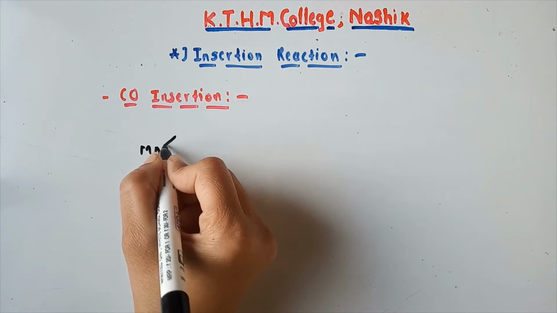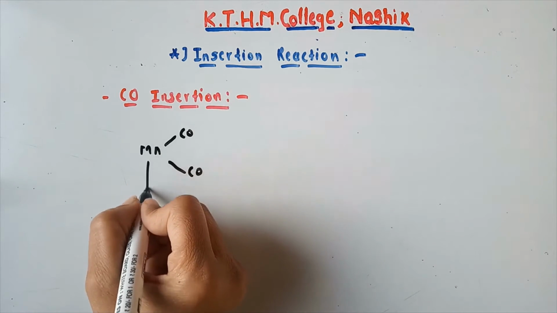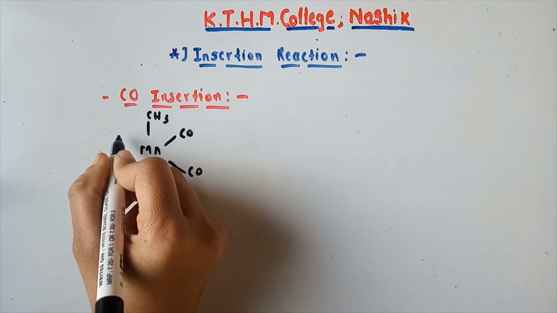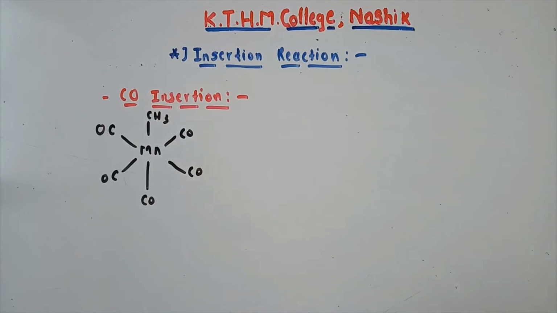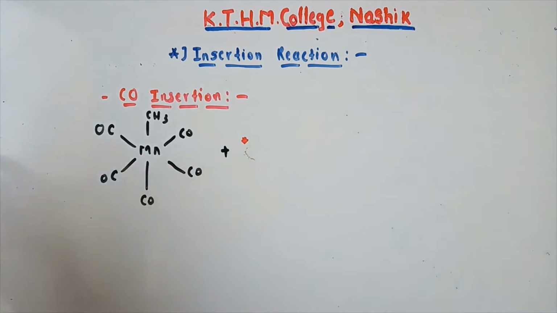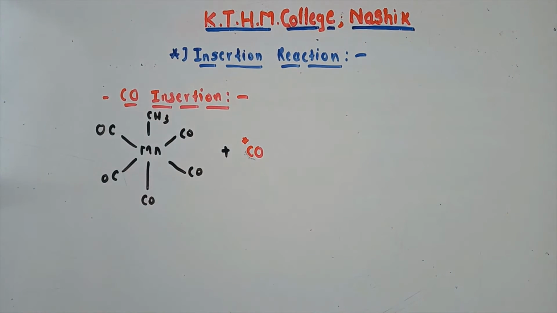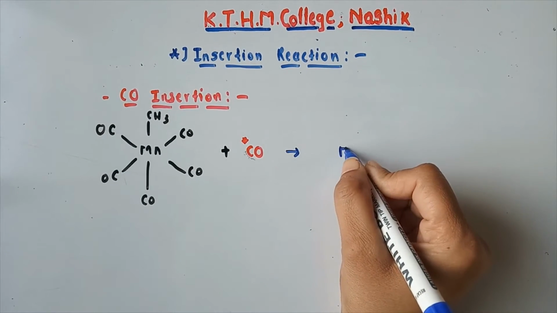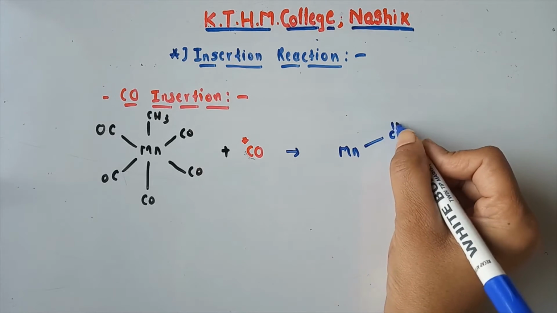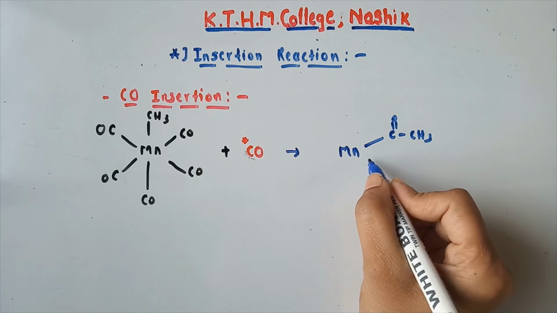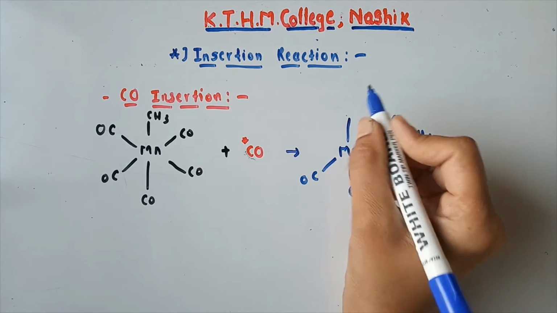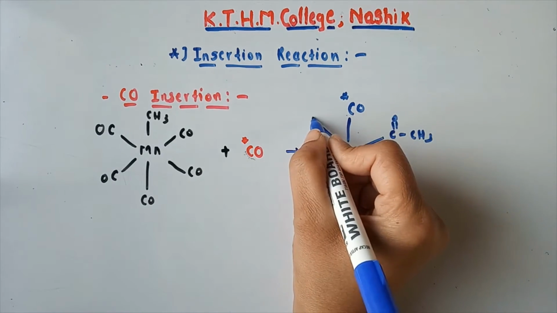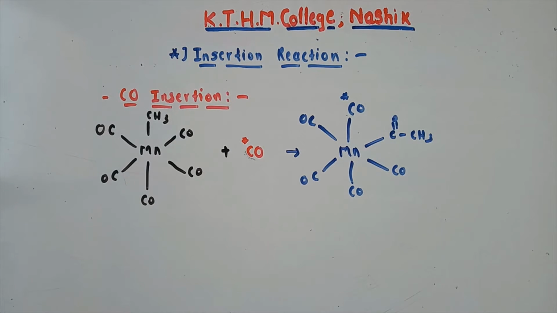Mn(CO)5CH3, where all five are CO and one is CH3, plus CO star, which gives the product Mn(CO)4(CO star)-C(=O)CH3. This is nothing but the product, which forms the acyl group.